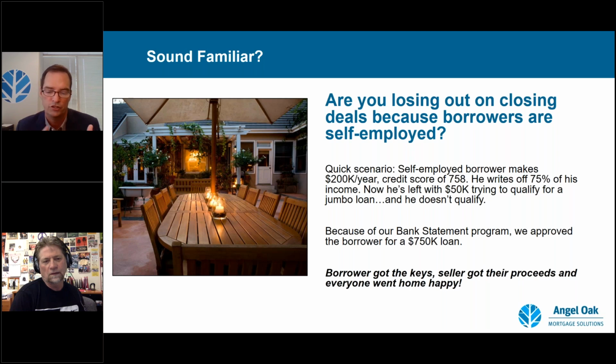So generally it's clean credit, and generally they have lots of assets. We can go up to 90%, but on these bank statement loans, I think our average LTV is under 80. So a lot of these purchases, borrowers are bringing pretty significant down payments because they have the money. They just haven't had a way to get a loan to buy that house of their dreams.